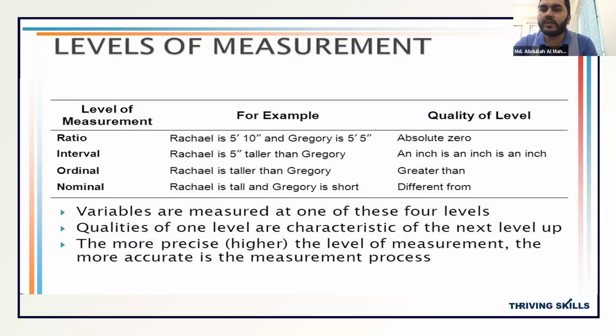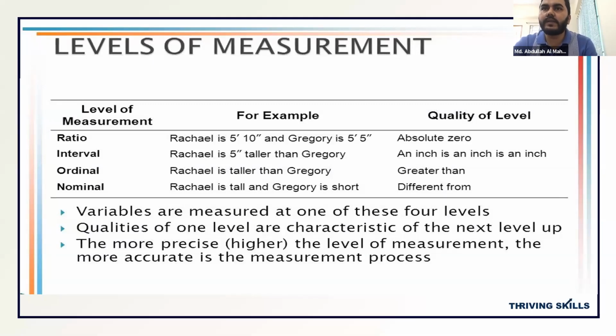Suppose you are talking about nominal data, like Rachel is tall and Gregory is short. This is a different form. We have two different persons, and you are talking about their heights. One is tall, another is short. And when you are comparing one to another, that is ordinal. We say Rachel is taller than Gregory. So in the case of ordinal, you are comparing one data point to another.